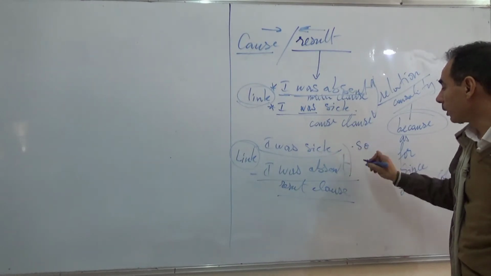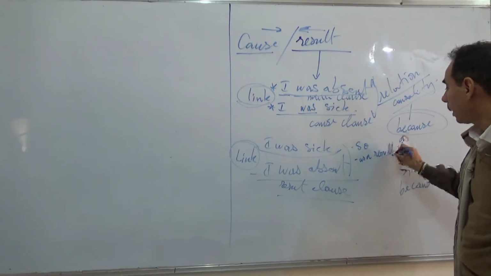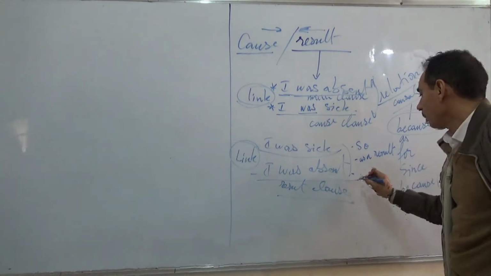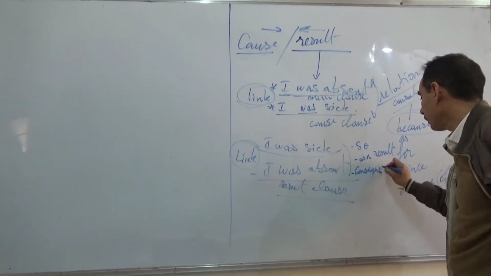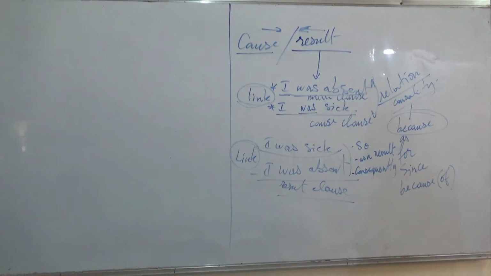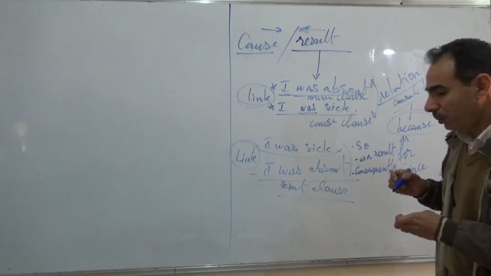We can use other words. As a result. I was sick, as a result, I was absent. We can also use consequently. I was sick, consequently, I was absent. So, being absent is the consequence of this fact, to be sick.